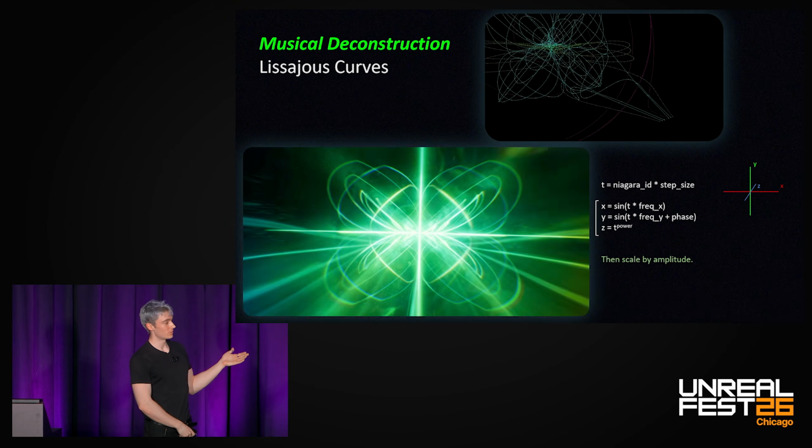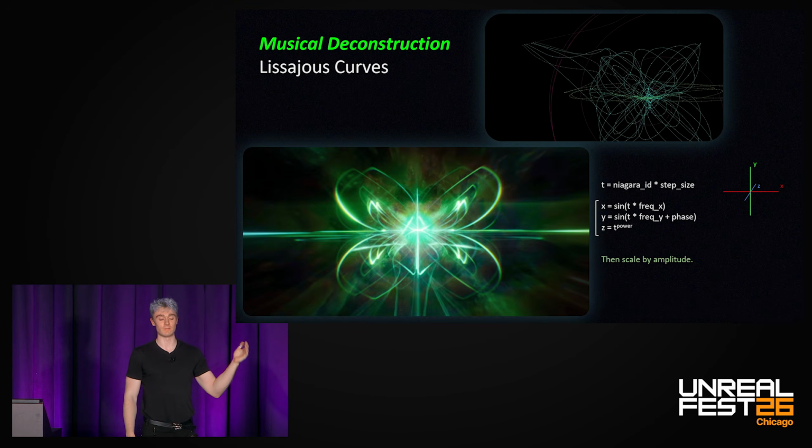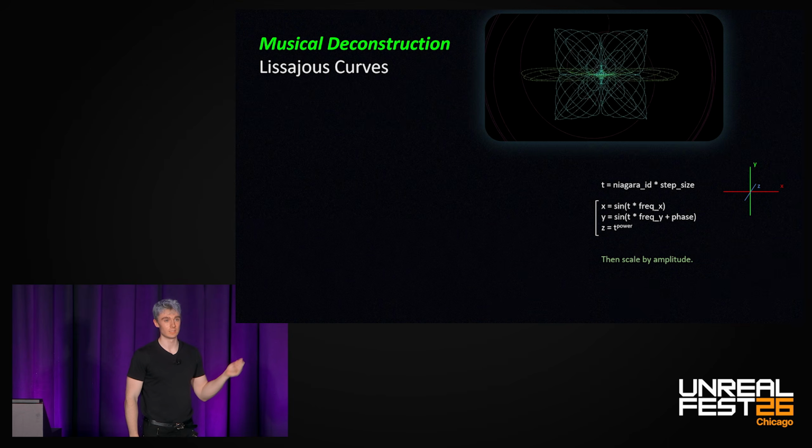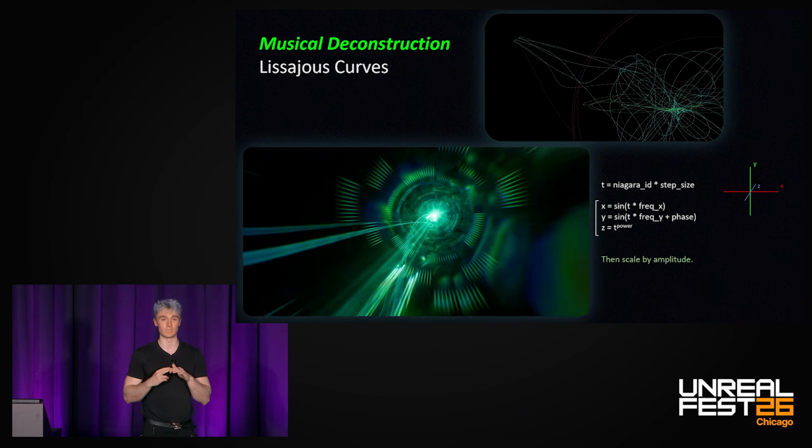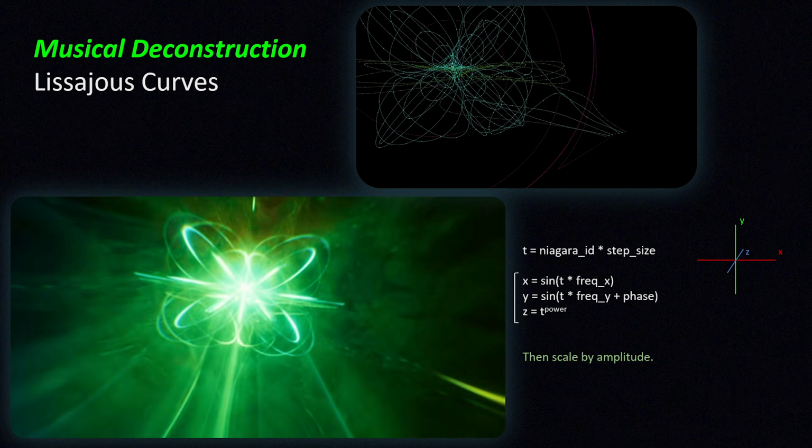Then at our actual math, this is what I was just mentioning. We have a sine wave on x. We have a sine wave on y. They each have unique frequencies associated with them. And then I'm also applying a phase offset to one dimension.